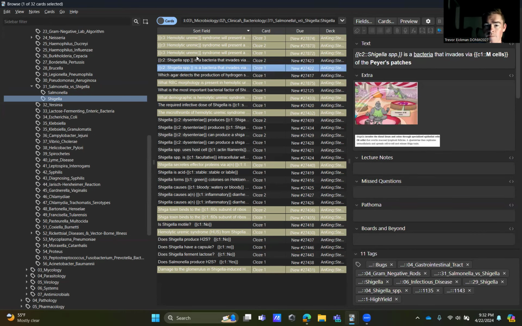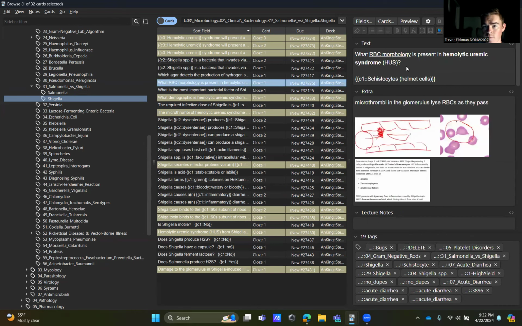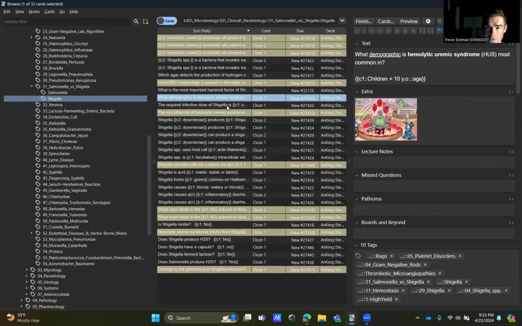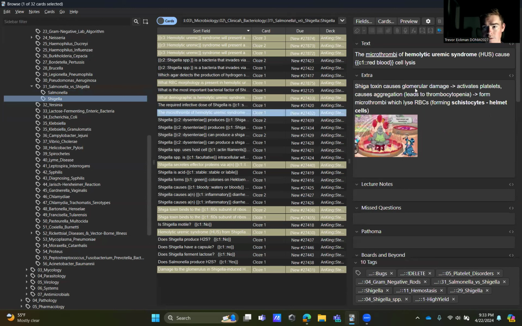Talking about invading M cells and Peyer's patches, and then the hektoen agar. Then you can skip this one, talking about schistocytes. But grab this one, that it's a mucosal invasion, and then skip the next one. And then grab this one, that the required effective dose for Shigella is small. And then you can skip this one.